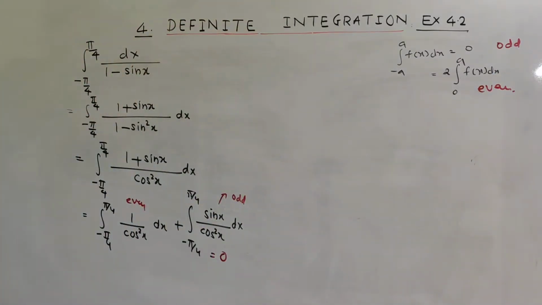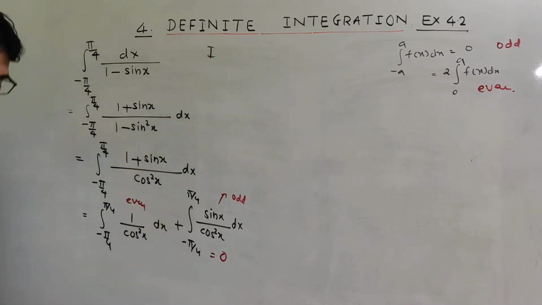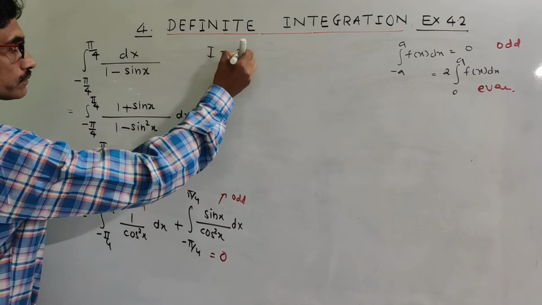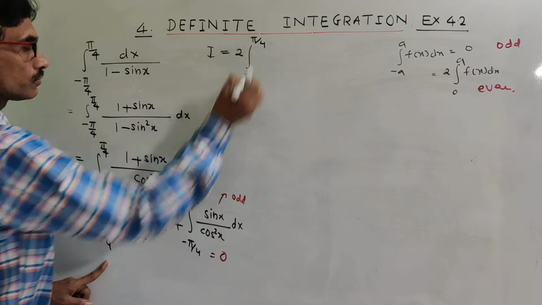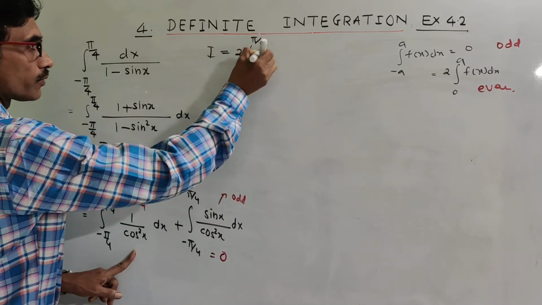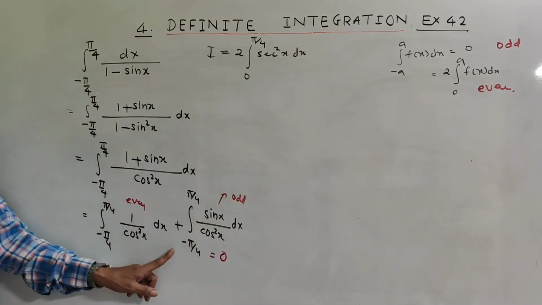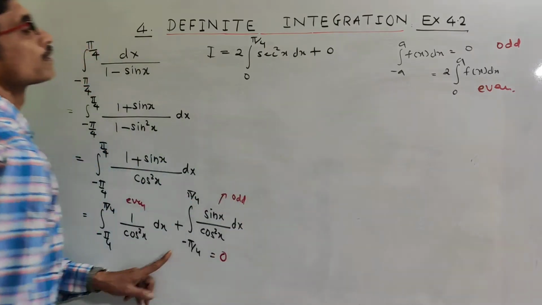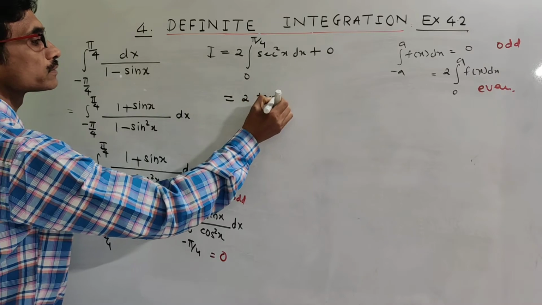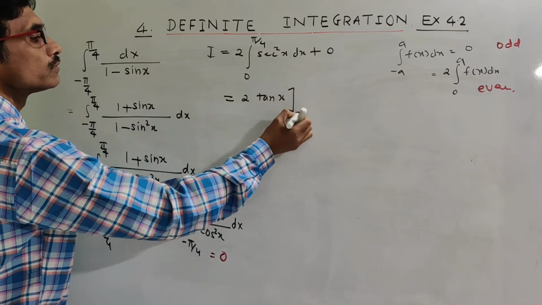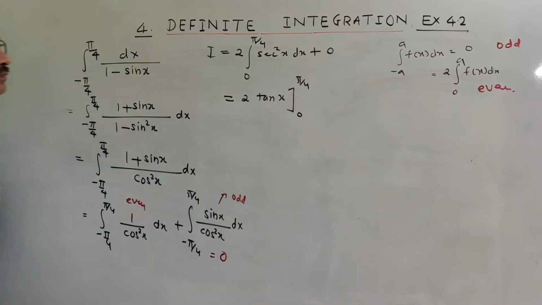So as it is an even function, we'll write I is equal to 2 times the integral from 0 to pi by 4 of sec square x dx, since 1 upon cos square x is sec square x, and the other part is 0. Now, the integral of sec square x is what? Tan x, so it is 2 tan x. Limits are 0 to pi by 4, and the other integral is 0.